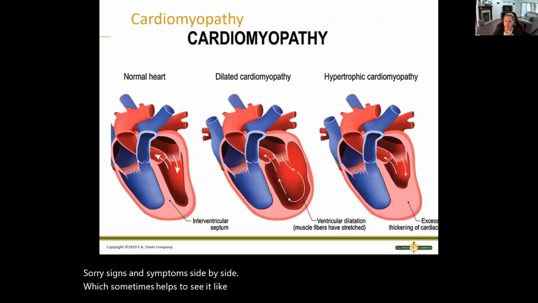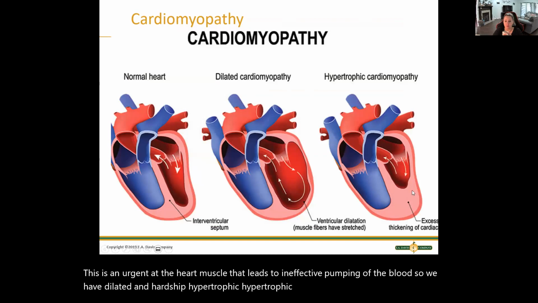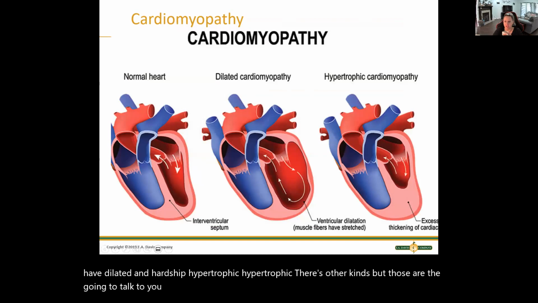So cardiomyopathy, or enlargement of the heart. This is enlargement of the heart muscle that leads to ineffective pumping of the blood. So we have dilated and hypertrophic. There's other kinds, but those are the two I'm going to talk to you guys about. Those two I think you need to know out of the cardiomyopathies.